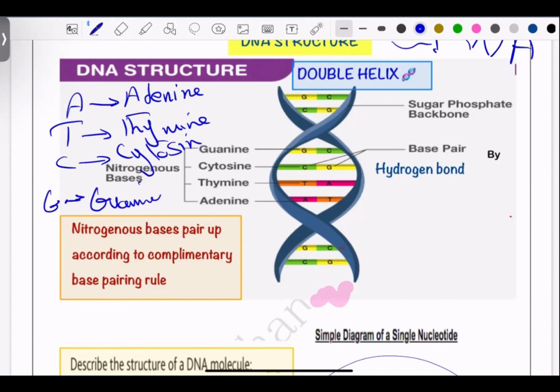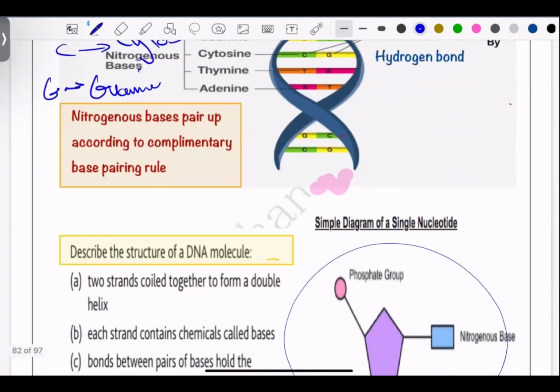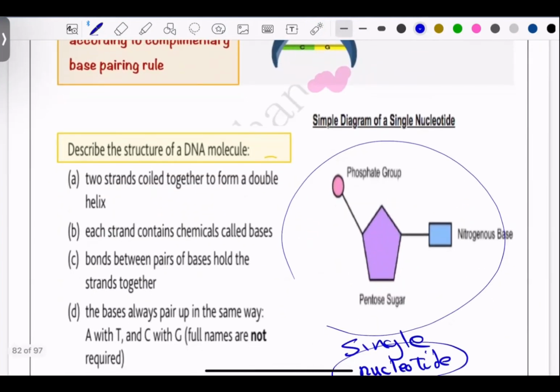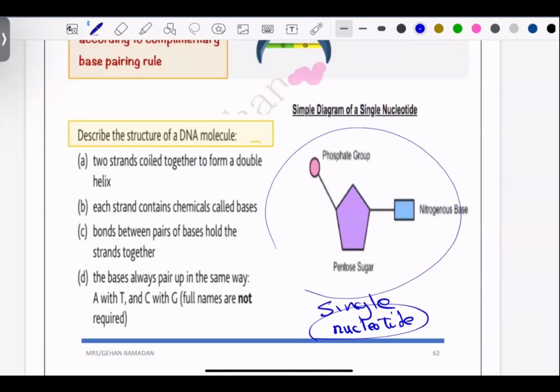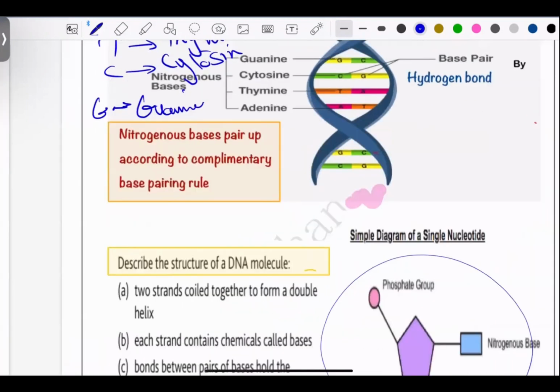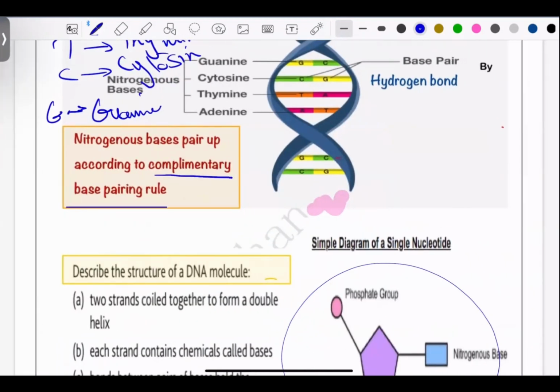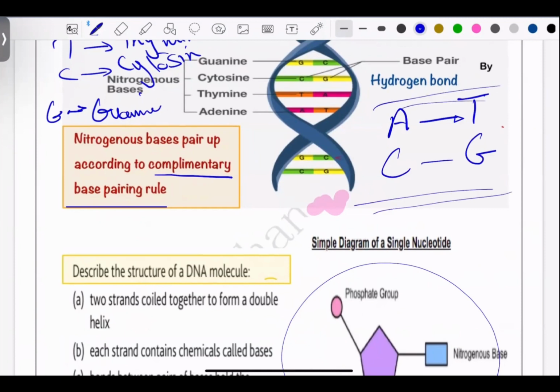Okay? But they have a role in combining together according to complementary base pairing. What about the complementary base pairing, girls? You find that always A is going to pair with T, and C with G. Okay, do you get it? Yes.